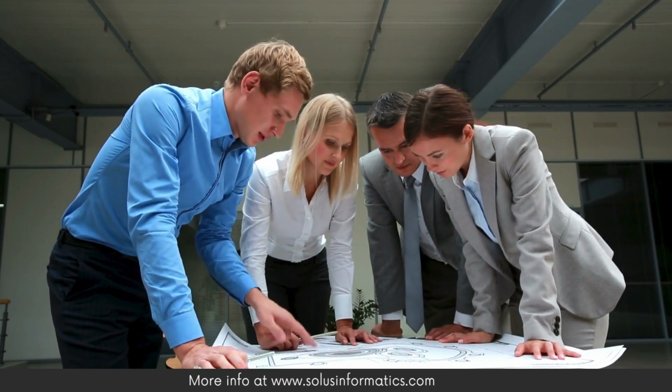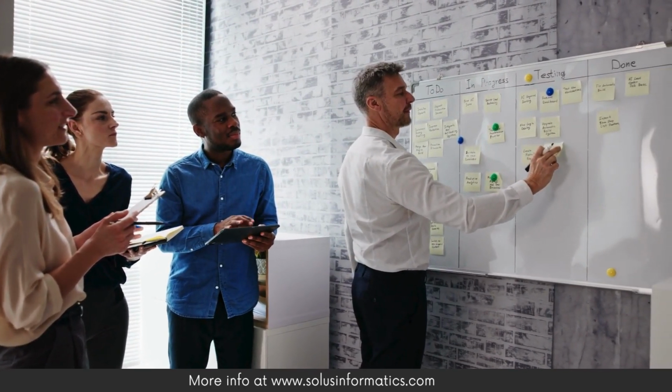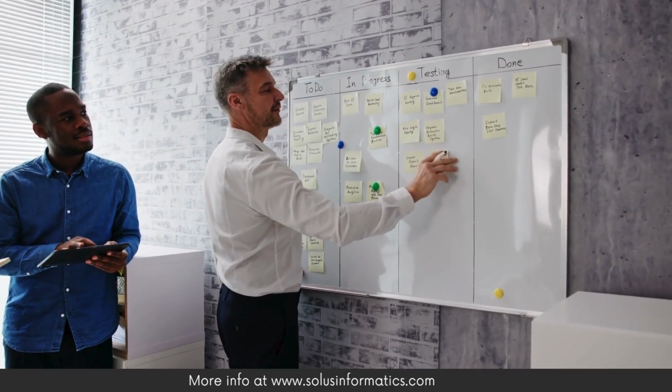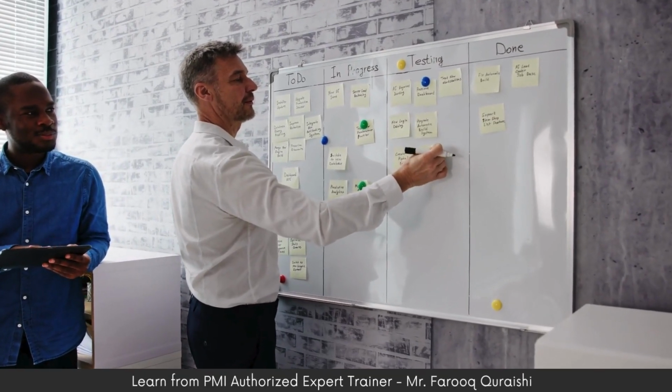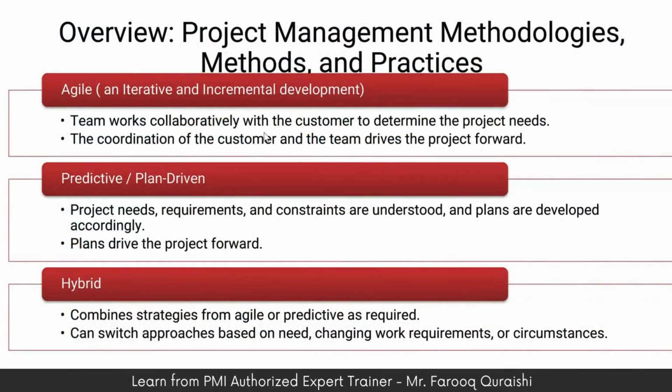So, Agile is an iterative and incremental development. Iterative with revision 1, revision 2, revision 3 till the customer accepts. Incremental adds upon the previously delivered scope. So in Agile, teams work collaboratively with the customer to determine the project needs. The coordination of the customer and the team drives the project forward.